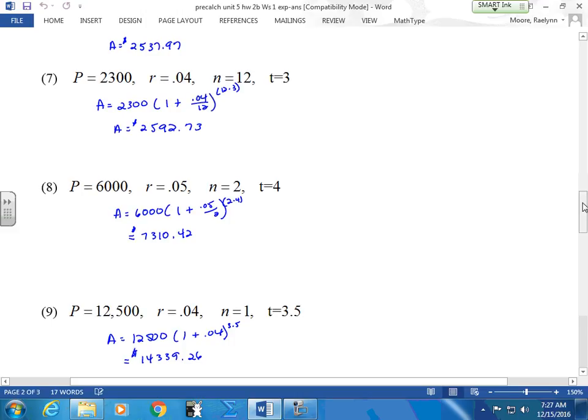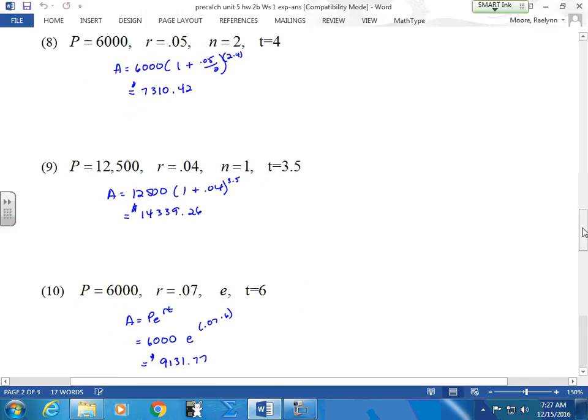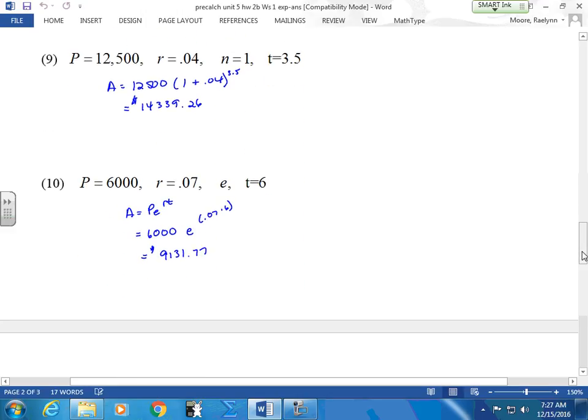So we okay with these? Just plugging them in. Compounding 12 is monthly. Make sure you also put it in your exponent. Compounding 2, that's semi-annual. Round all your answers to 2 decimals. That's your money. The last one, 10, is a PERT. Continuously.